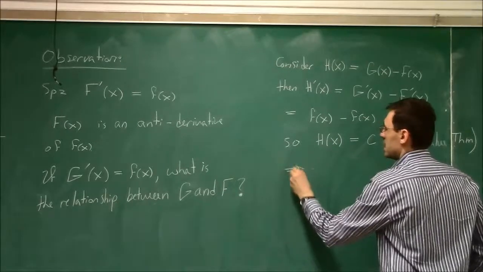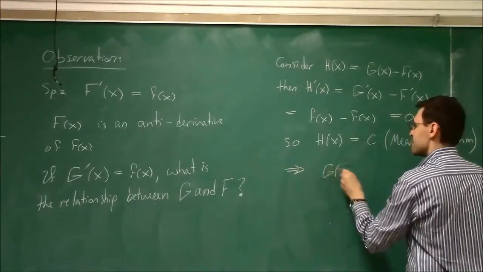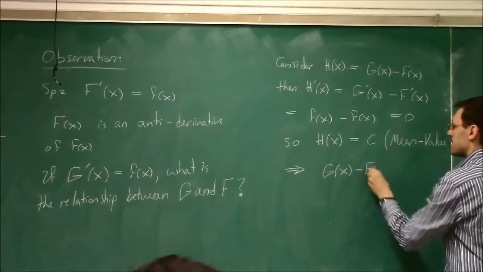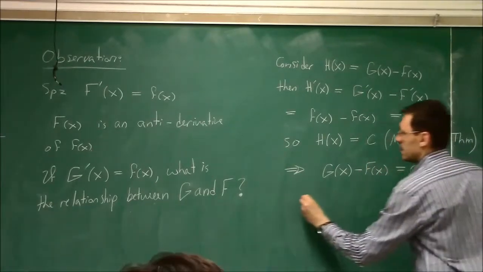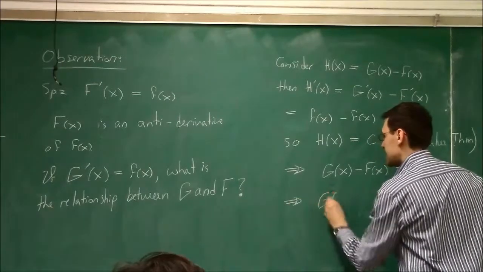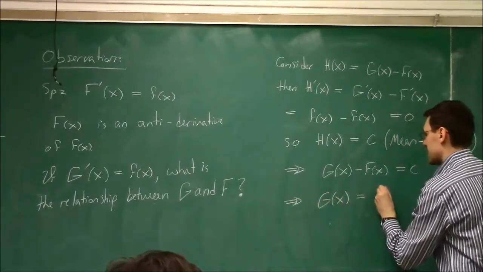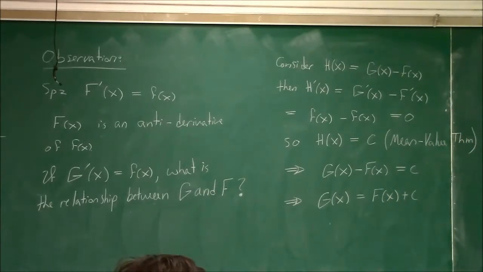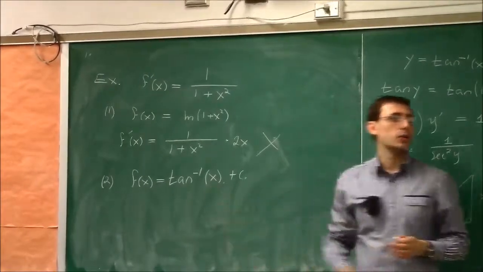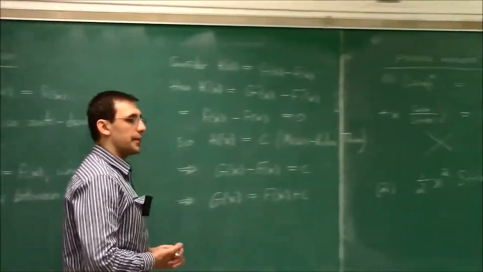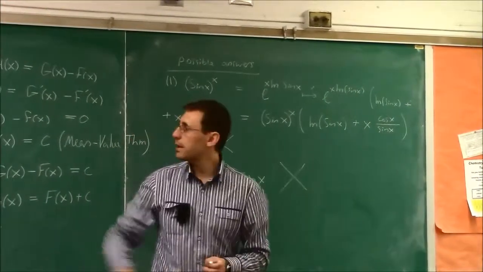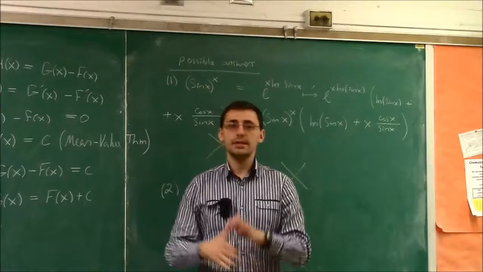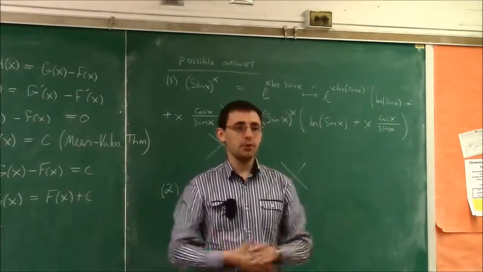And the implication is that g of x minus f of x is constant, which means that g of x is capital F of x plus c. What am I trying to say here? Remember that we were guessing one antiderivative and adding a constant. We might have been missing other more exotic functions that have the same derivative. But according to this argument, we haven't. That's the total number of possibilities.